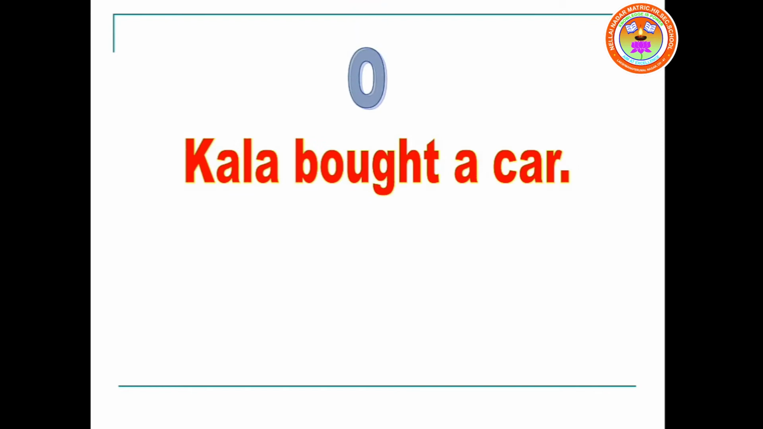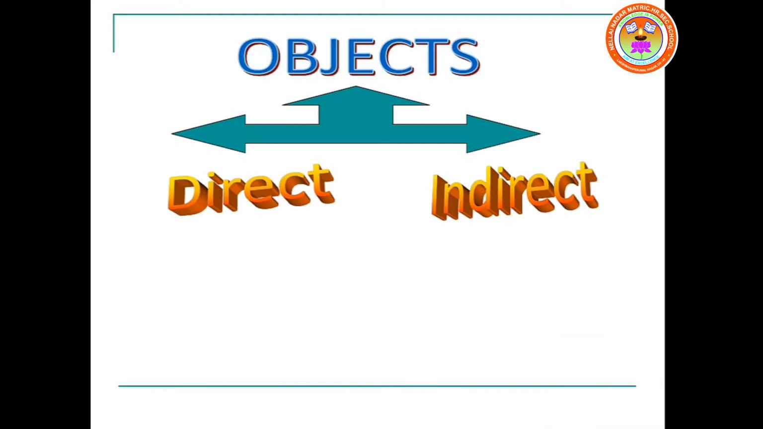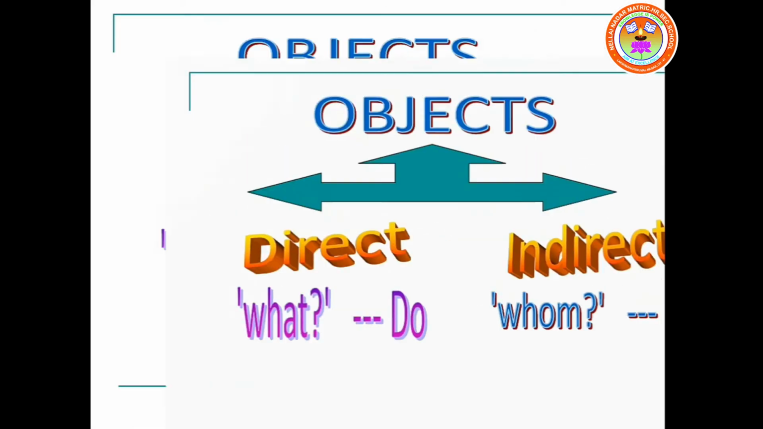Next example, Kala bought a car. What did Kala buy? A car. A car is the object. Objects are two types: direct object, indirect object. If the object answers the question what, it is called the direct object, DO. If the object answers the question whom, it is called the indirect object, IO.